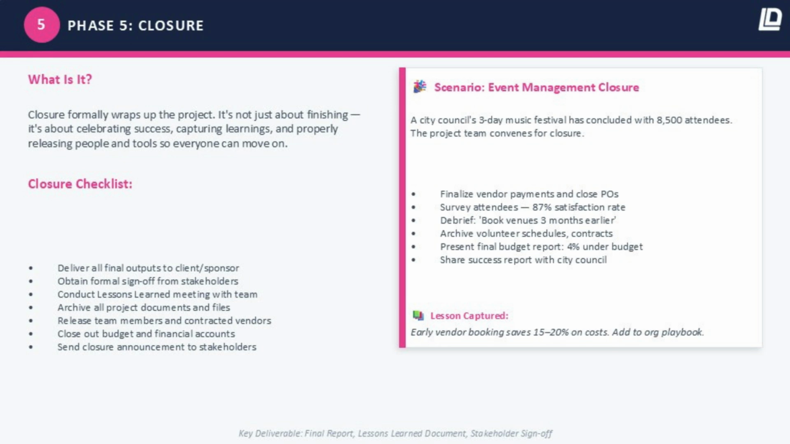That lesson, book venues earlier, was added to the organization's official playbook. The next year's festival benefited from it. That's the power of proper closure. Your key deliverables: the final project report, a lessons learned document, and formal stakeholder sign-off.